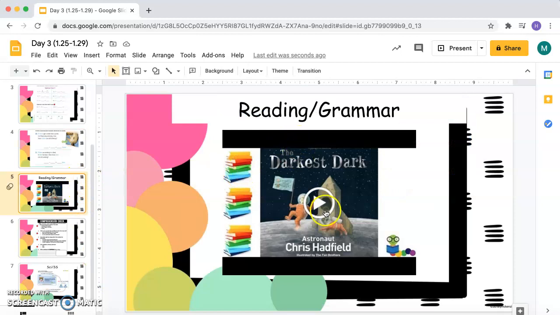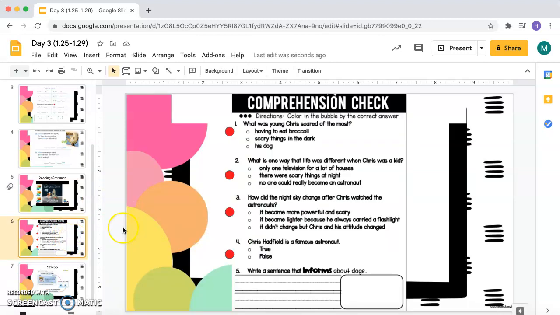All right, this is the book that we read this week, The Darkest Dark, so you're going to go ahead and click play to remind yourself about that book. It was really good. I hope you guys liked it. And then on the next slide, you're going to do a comprehension check. So I put these little red dots here. That's what you can use to mark your answers. So you have one right beside each answer. And then down here has some text boxes for you to write in. Don't worry about this one right here, okay?